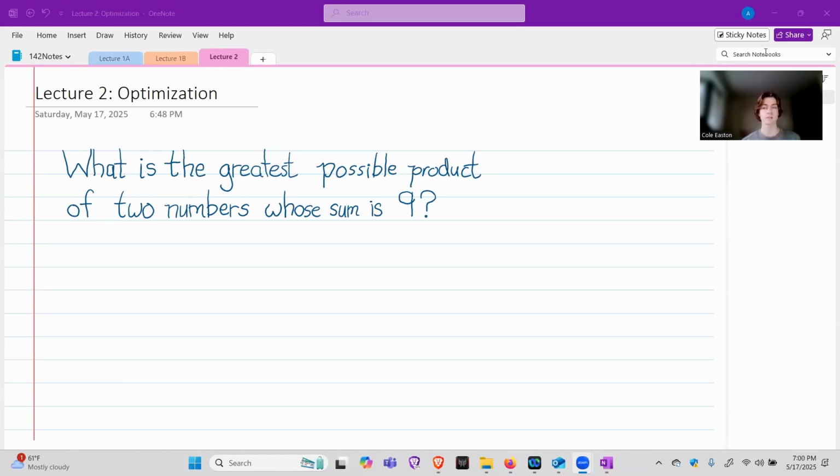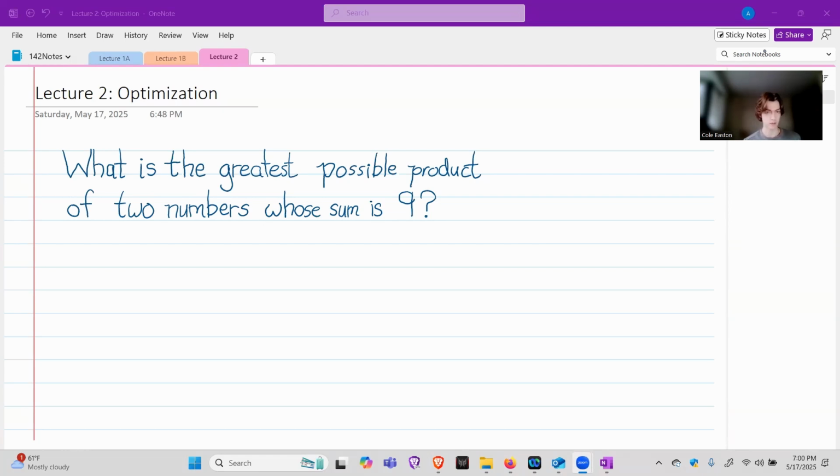Now, I could ask this question to a fifth grader, and they would understand the question, and they could maybe try to figure out the answer. So if you were in fifth grade, what might you try to do to answer this question? You might say, well, two numbers whose sum is 9. So what are some options?